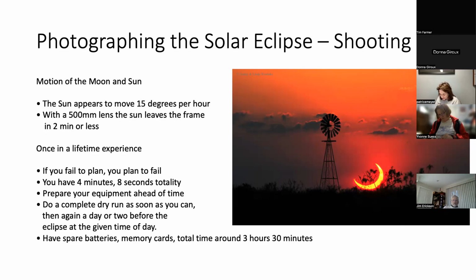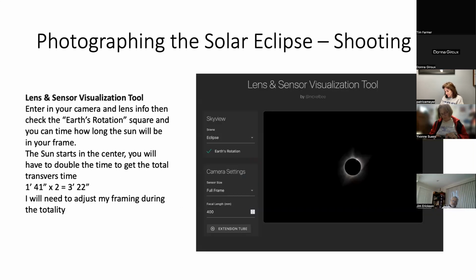Totality at maximum in this area is going to be 4 minutes and 8 seconds, which is about twice as much as 2017, but still not a lot of time. You want to be prepared. You want to do some dry runs if you can. We do have some time. We're going to have some daylight, so do some dry runs. You also want to make sure you have spare batteries with you, spare memory cards. The total time is about 3 hours and 30 minutes from C1 to C4. And if you're doing like me, where you'll be taking a lot of shots, you might go through a battery or two. So make sure you have plenty of battery and plenty of memory space.